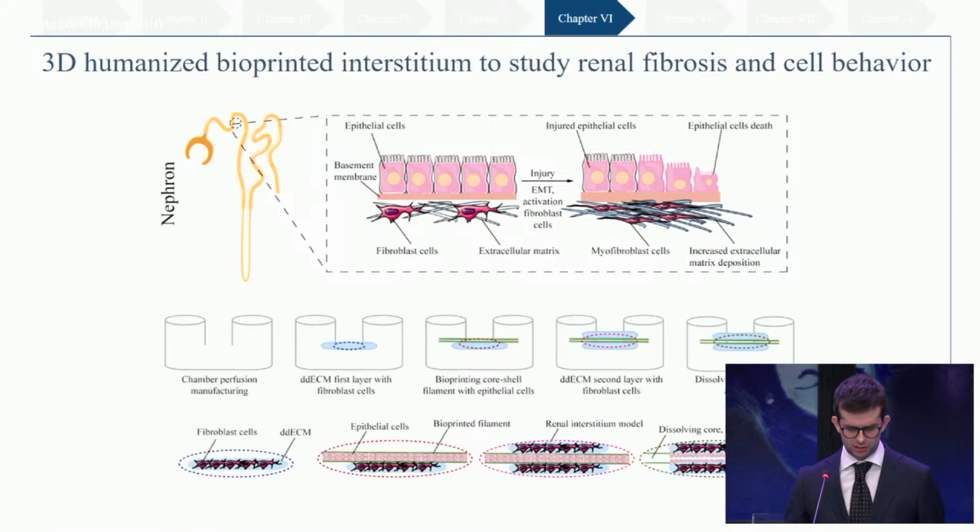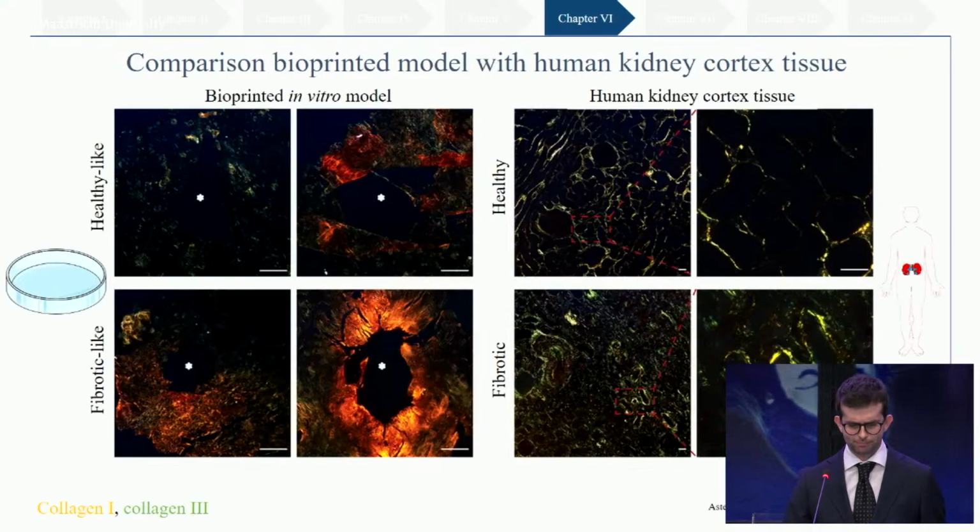We created the following in vitro model, which is made by a perfusion chamber and also by a bioprinting technique, with which we could mimic the tubular interstitium and also induce a fibrotic-like environment. This is one of the results that we obtained for this study.